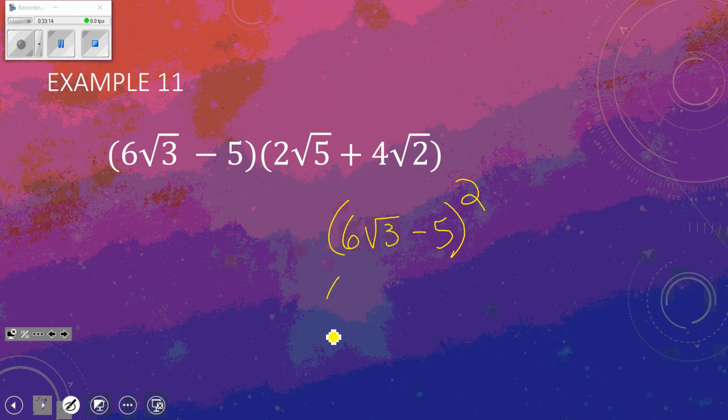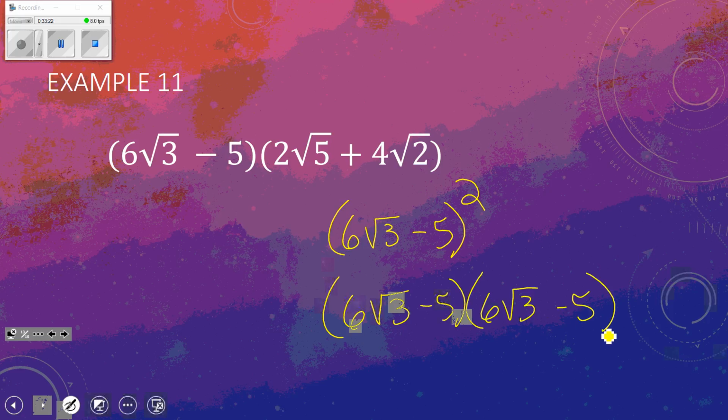So we would set it up 6 times the square root of 3 minus 5 times 6 times the square root of 3 minus 5. And then you would FOIL it. Okay? So if it has a square with it, you can't just take the square to everything. You've got to write it out twice and FOIL it. Does everybody understand that? Okay?